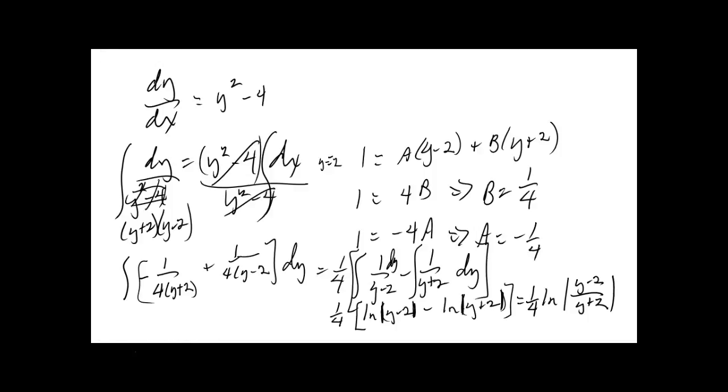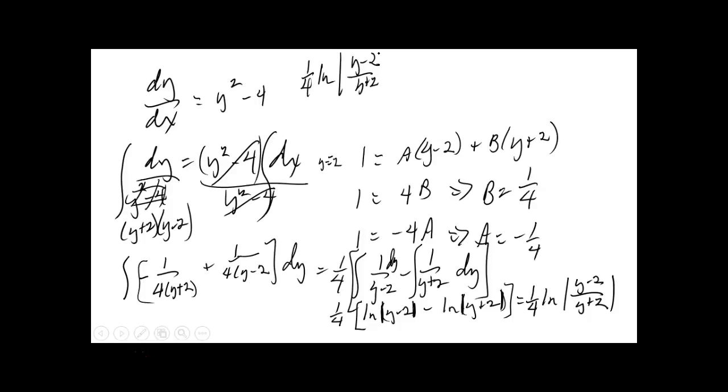All right. The left-hand side became 1/4 natural log absolute value of (y minus 2) over (y plus 2). The right-hand side was just simply this integral right here. Integral of dx, what's that? x. Okay? Is equal to x. And then usually here we put a plus c.